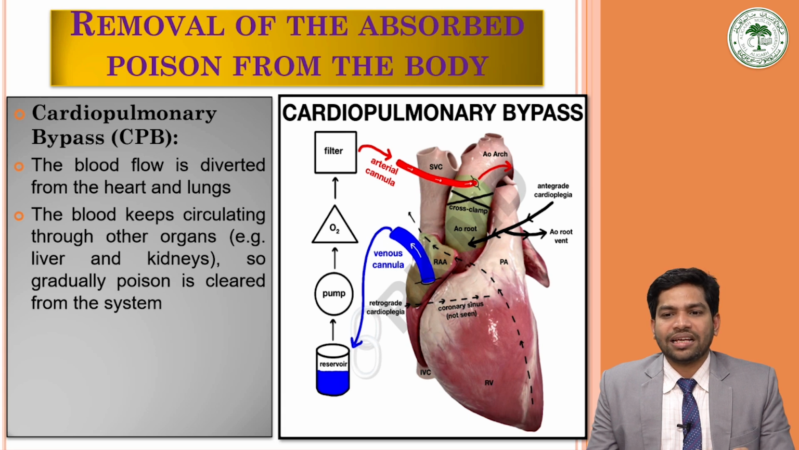This is basically a drastic step and usually useful in cases of poisons which are cardiotoxic and which are normally eliminated by the liver, for example lidocaine and flecainide, the antiarrhythmic drugs. The blood flow is diverted from the heart and lungs as in heart surgery. The blood keeps circulating through the other organs, that is liver and kidney, so the poisons are gradually cleared from the system. This procedure essentially buys time until the patient is detoxified. Especially, this method is not helpful in case of liver failure, as the liver has a major role in detoxifying the poison.